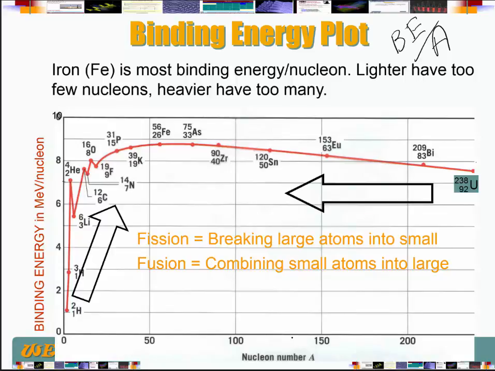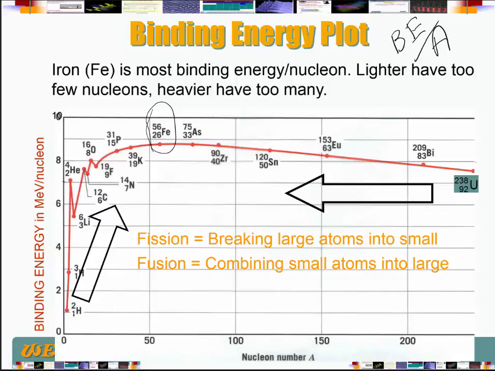If you look at this graph, it's going to look somewhat like this. Notice that it peaks for iron 56, Z equal to 26. That's the largest binding energy per nucleon, for iron 56 26. Essentially, that's the most stable nucleus.